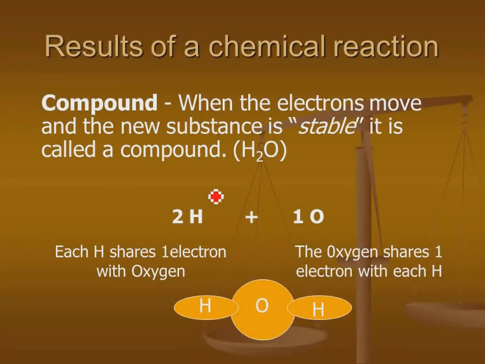So long as that new product that is formed, here I have two hydrogen, one oxygen combining to form water in a covalent bonding process, that now is stable. Why is it stable? Because both hydrogen and oxygen have the requisite number of electrons in its outermost shell to be happy.